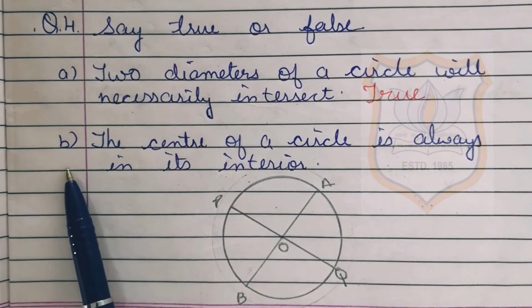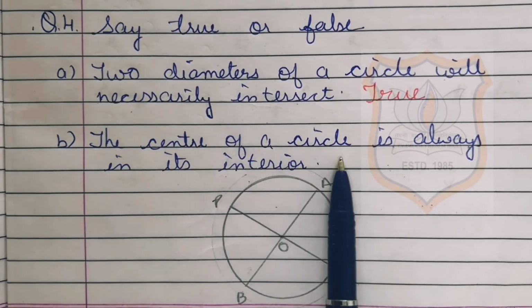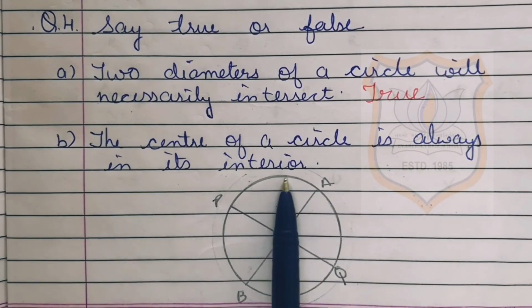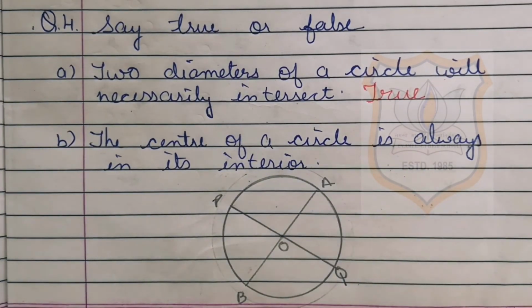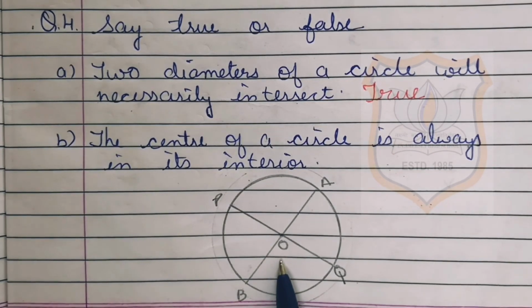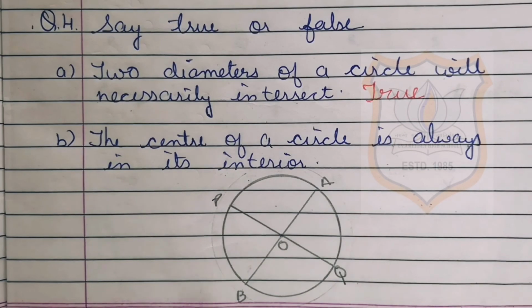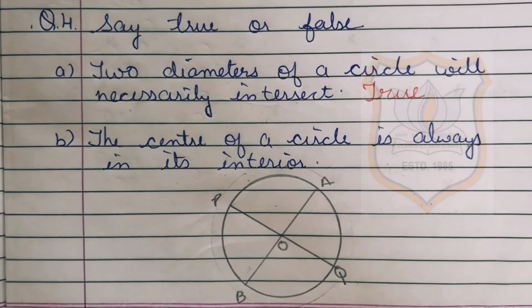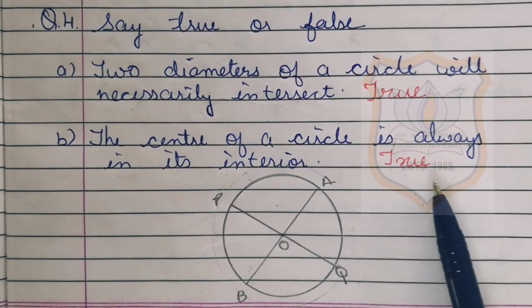Now B part of question number 4, the center of a circle is always in its interior. We have to state whether the statement is true or false. Here you can see that the center of the circle is O and it's in the interior of the circle. So the statement is true.